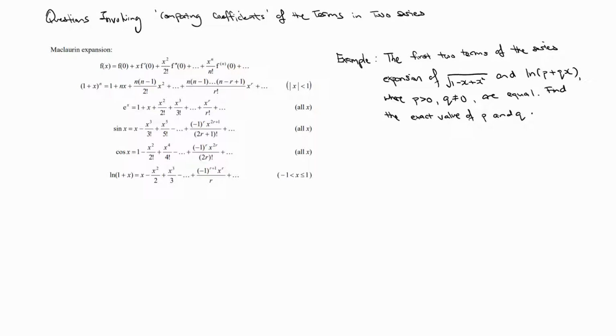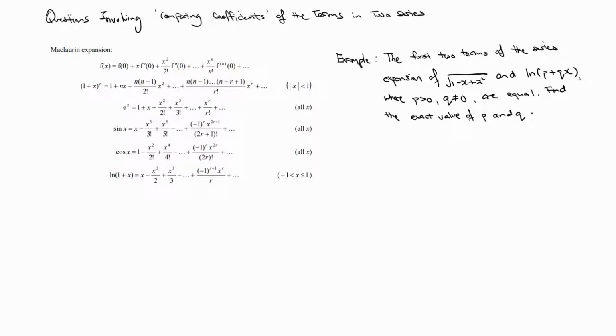You can see that the first two terms of the series expansion of square root of 1 minus x plus x squared, and ln(p plus qx), where p is greater than 0 and q is not equal to 0, are equal. They're talking about the series expansions of these two expressions, and the first two terms of these two expanded series are equal. We're supposed to find the exact values of p and q.